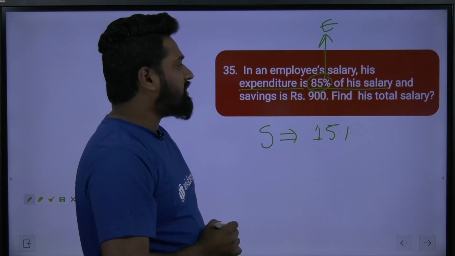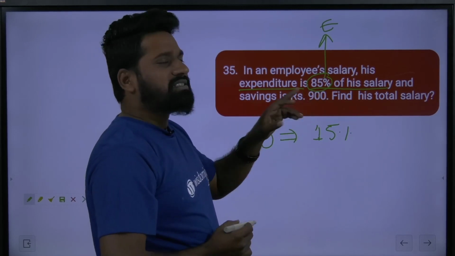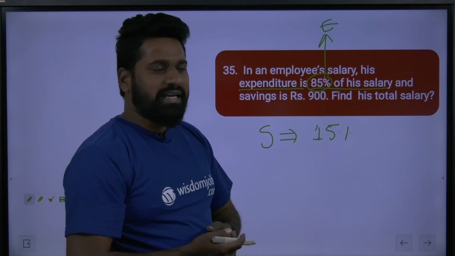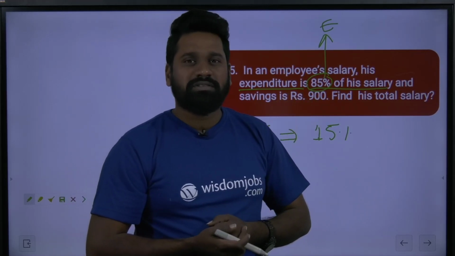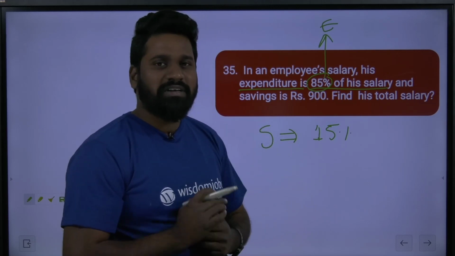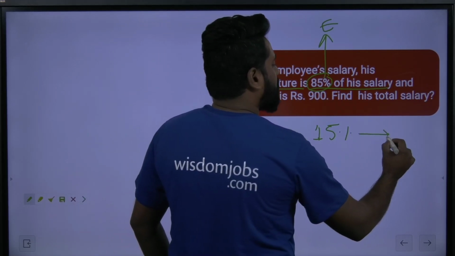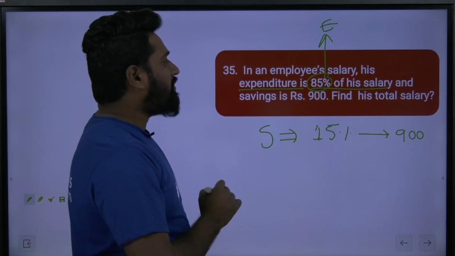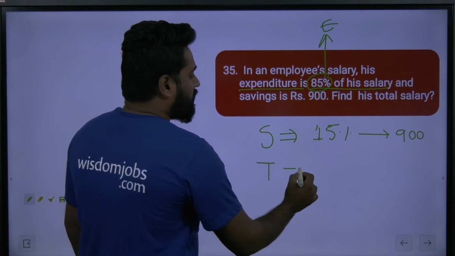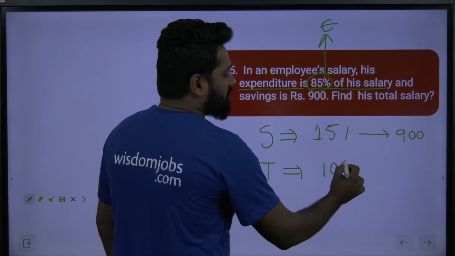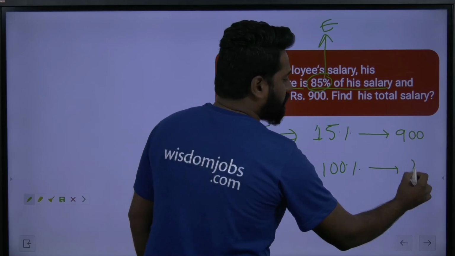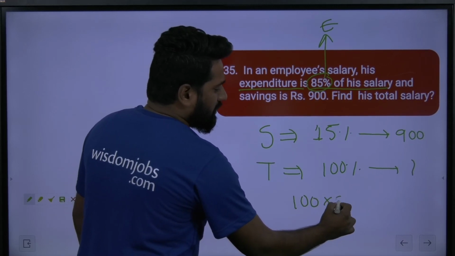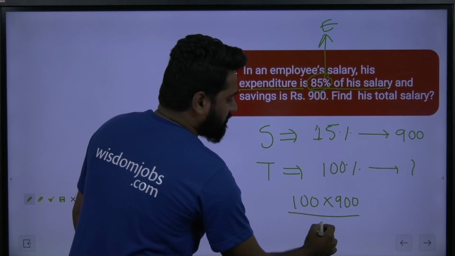And one more thing is also given, that savings is 900 rupees. That means this is in terms of percentage and this is in terms of rupees, but both indicate savings only. That is why I am equating this 15% to 900 rupees. Is it clear, all of you? Right? So now here we have to find the total salary. Total salary is the same as 100%. Cross multiplication, you will get 100 into 900 divided by 15.